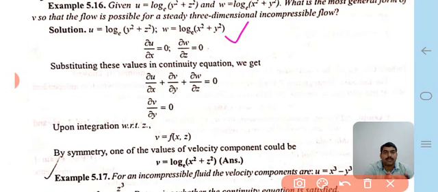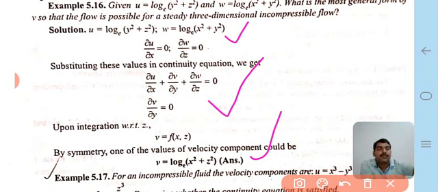Putting these values in the three-dimensional continuity equation, del u upon del x plus del v upon del y plus del w upon del z is equal to 0. Therefore, del v upon del y is equal to 0, and integrating, v is a function of x and z. By symmetry, one of the possible values is v equal to log base e of (x square plus z square), which is the answer.